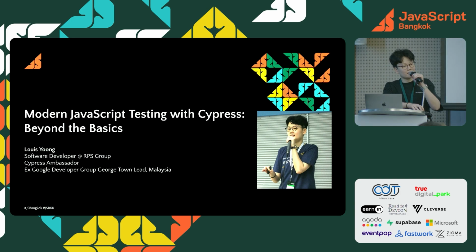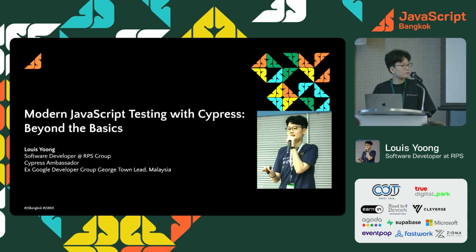I'm all the way from Malaysia, Penang. I'm not sure you have all heard about Penang before. I'm a software developer from the RPS group, and I'm also the Cypress ambassador in the group. Previously, I was also the Google Developer Group Georgetown leader. So this is a little bit of an introduction about myself.